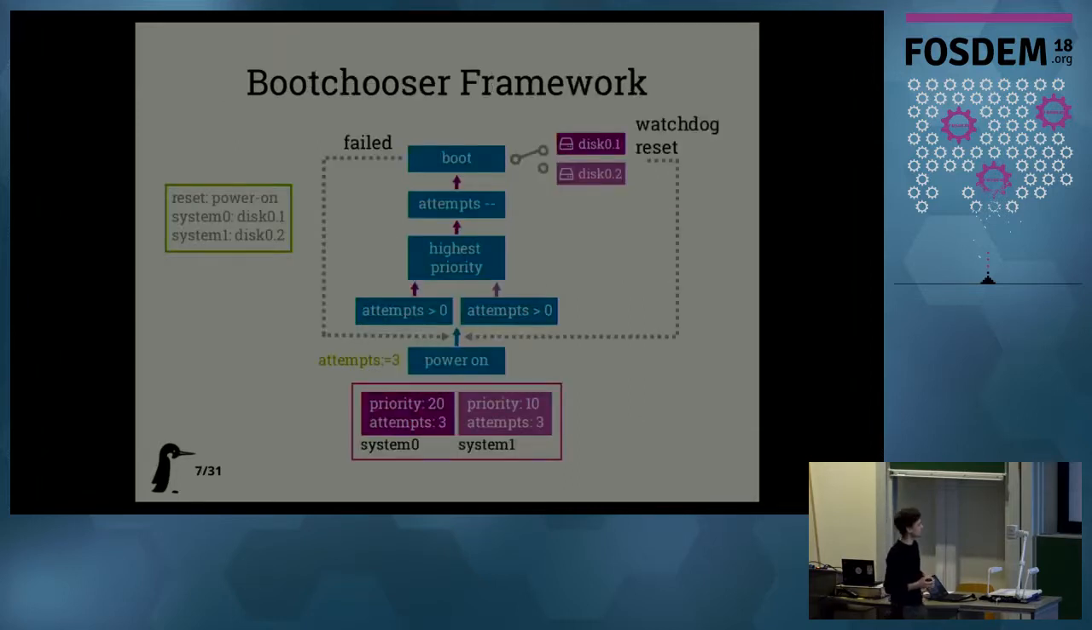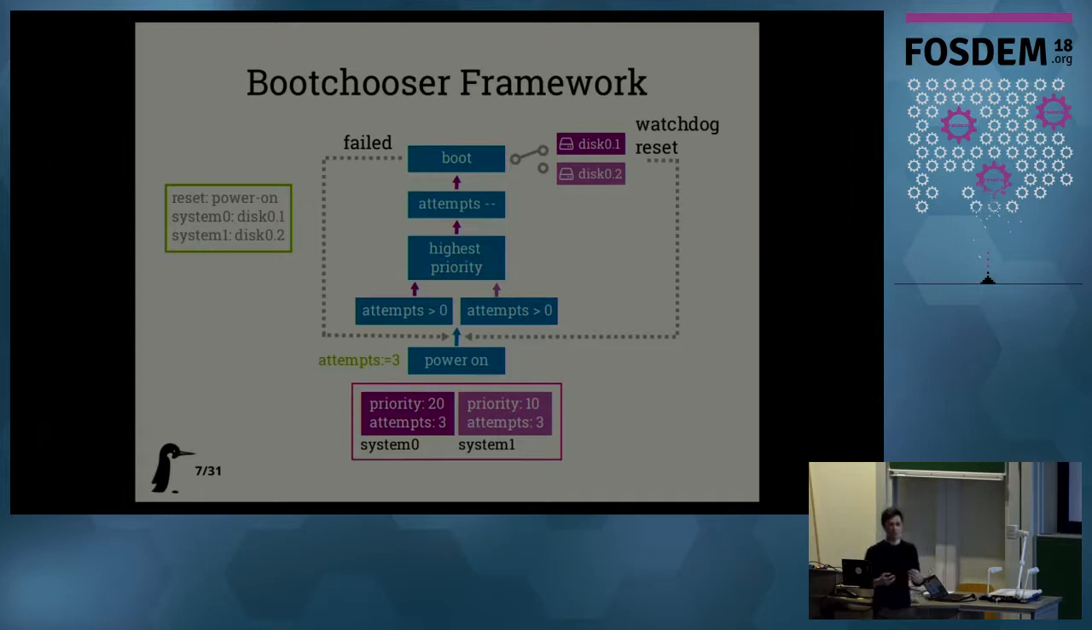And if we take a deeper look at it, the basic simplified algorithm looks like this. We have, for each boot target, two variables that we maintain: a priority and a remaining attempts counter. If we start our system, we power it on, and first of all check if the remaining attempts counter for the individual boot target is larger than zero. If so, we choose the boot target with the highest priority, decrease the remaining attempts counter, and then boot. And if the booting fails, either because we can't load the kernel image or because we hit a watchdog reset during starting, then we end up again in the bootloader and it does it again and again. And during this, the attempts counter decreases.